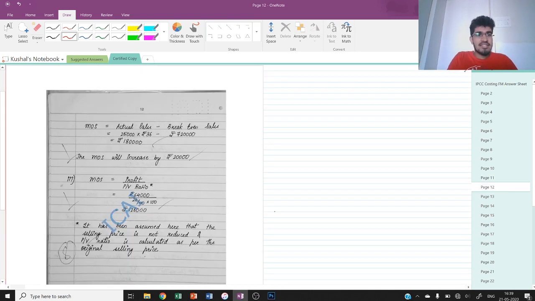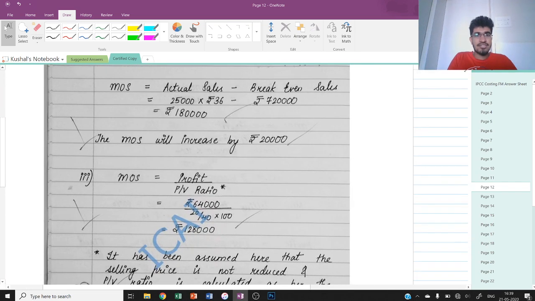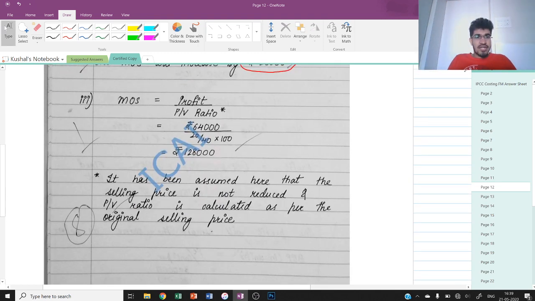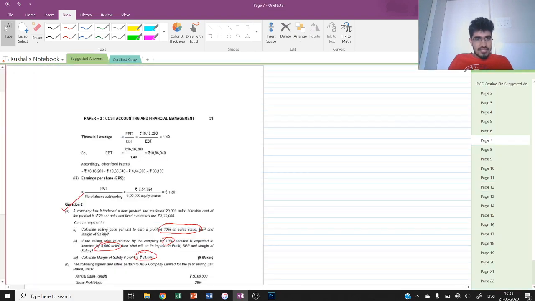Okay, and then let's calculate the revised margin of safety, which is nothing but actual sales minus break-even sales. Actual sales are 25,000 units into rupees 36 per unit, minus the break-even sales we have already computed in the earlier subpart, which would give me the margin of safety as rupees 1,80,000. Thus the margin of safety will increase by rupees 20,000. Okay, see how I have scored 1 mark and 1 mark each for the presentation. Let's compute the new margin of safety now. Let's recall the question: calculate the margin of safety if profit is 64,000.